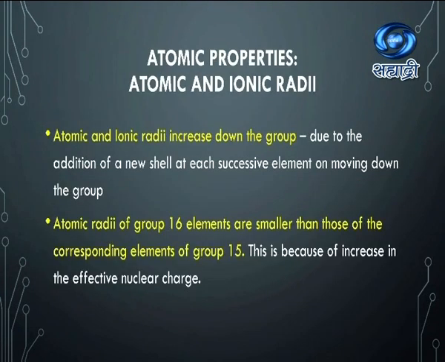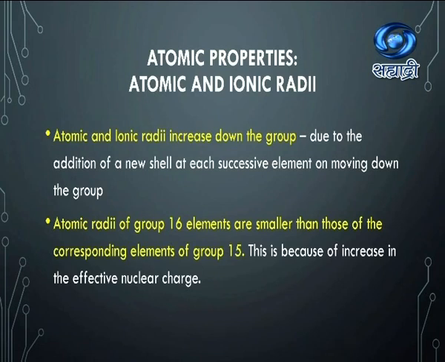Now let us discuss some of the atomic properties. Very first is atomic and ionic radii. These atomic properties were studied last year when we studied the periodic table, but now we are going to discuss them with respect to this particular group. So, atomic and ionic radii.